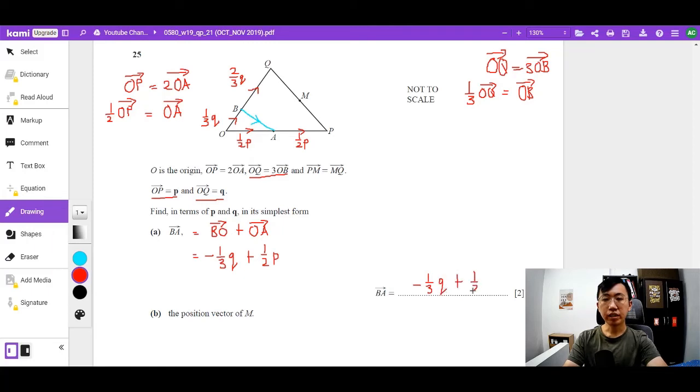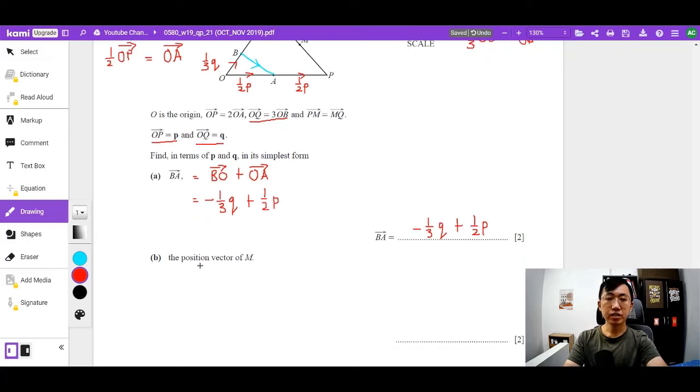And that will be the answer for A. Alright, so let me see the question. Find the position vector of M. So when you see this word, position vector means start from origin. Basically, we are doing OM. So you must be able to translate this question. Position vector of M means OM.